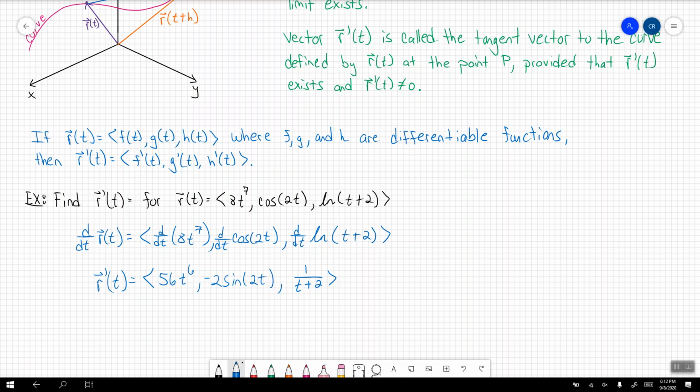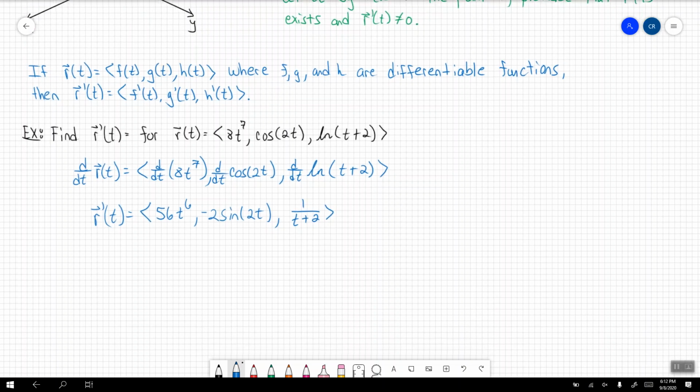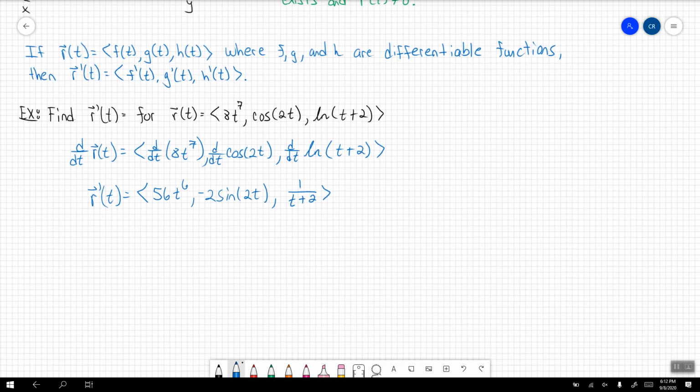Again, all we're doing is taking these derivatives term by term. Great. So if we can look at derivatives for these vector-valued functions, then naturally we will also be able to look at integrals for these vector-valued functions. And I will give you those definitions in just a bit here.